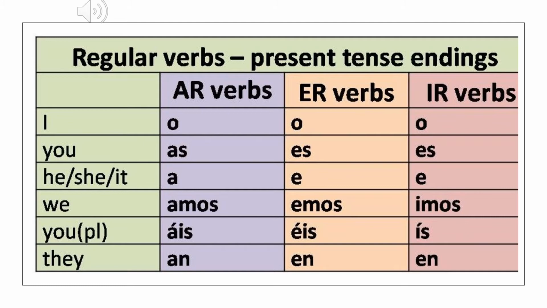ER verbs in the present tense in Spanish end in O, es, e, emos, éis, en. And IR verbs in the present tense end in O, es, e, imos, ís, en.